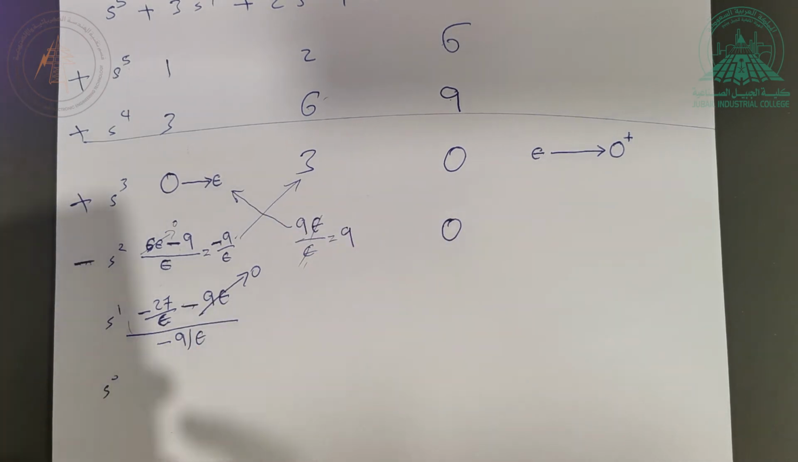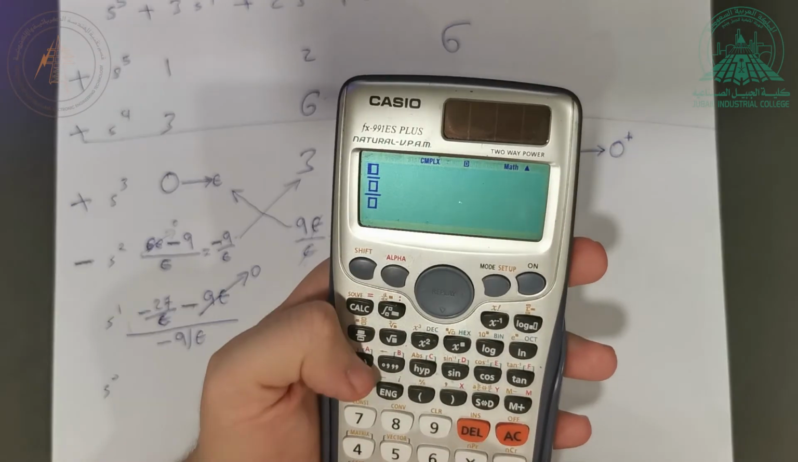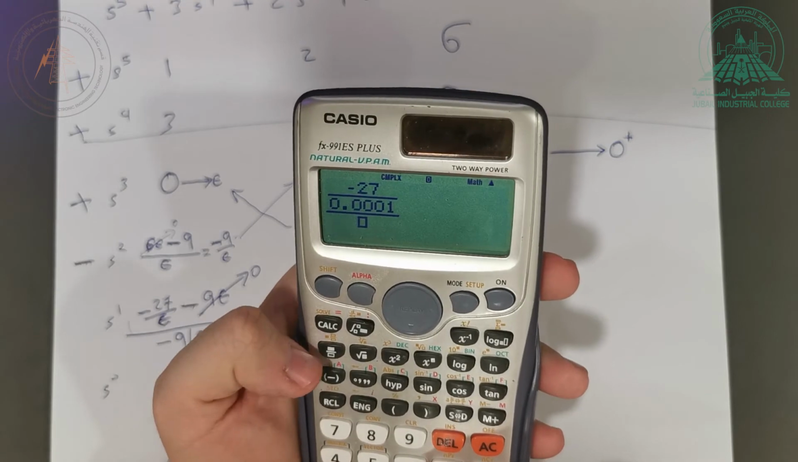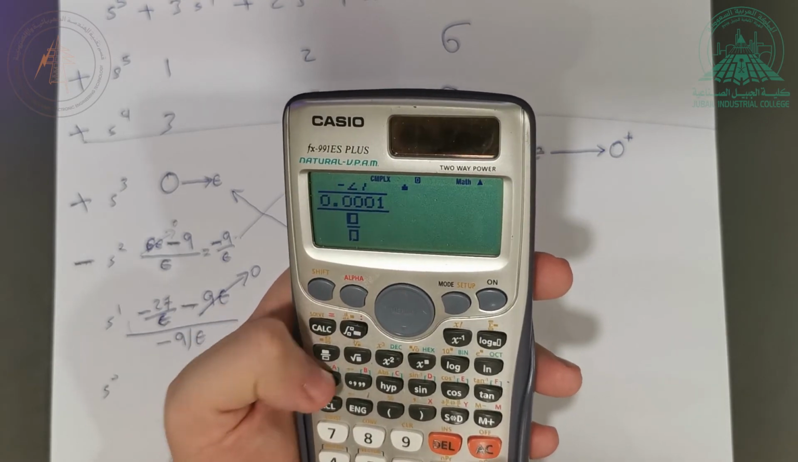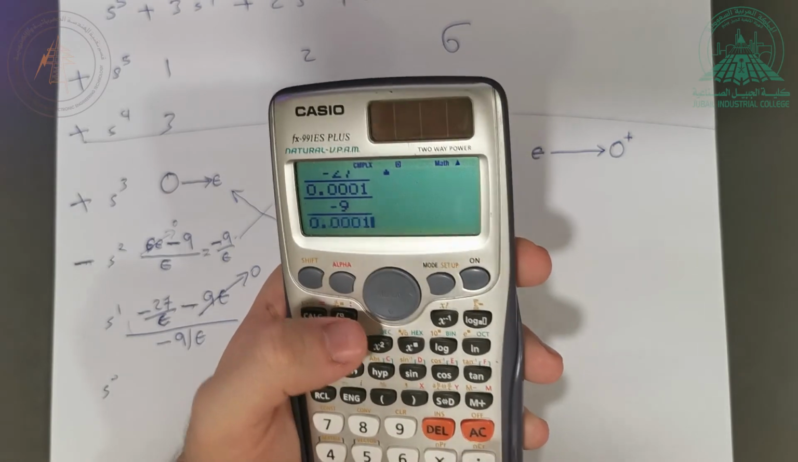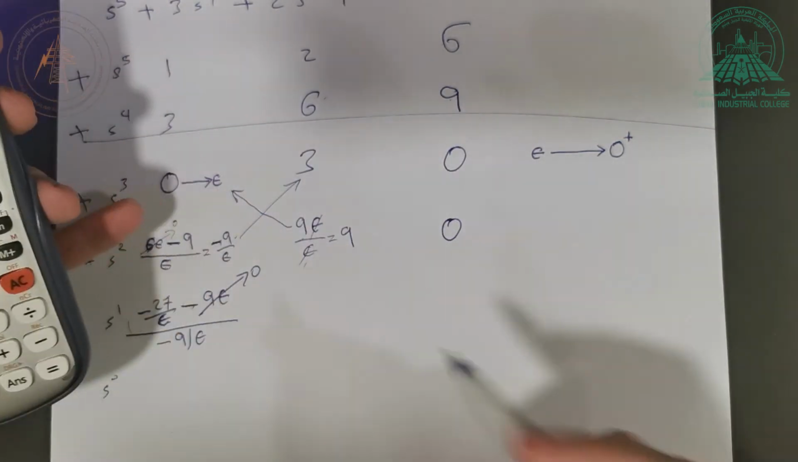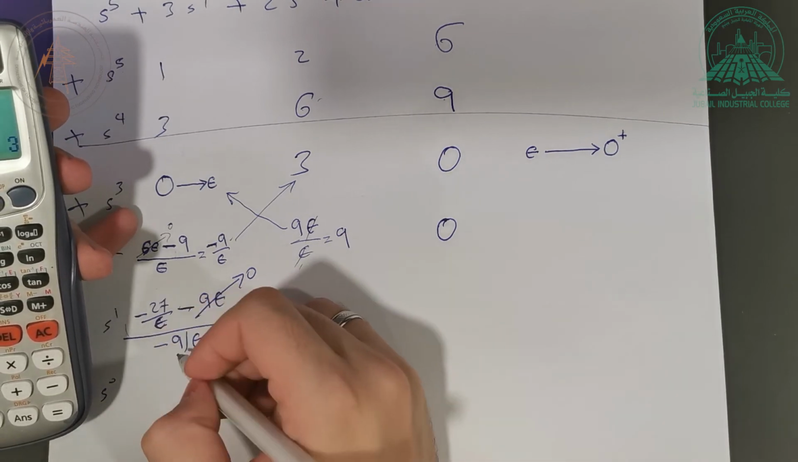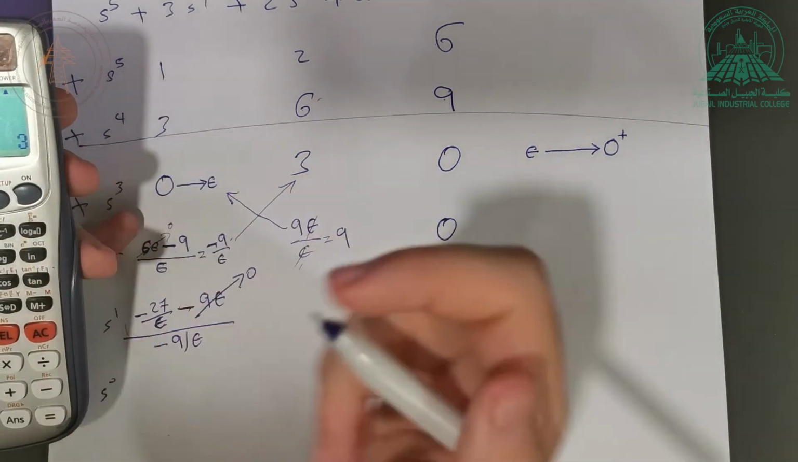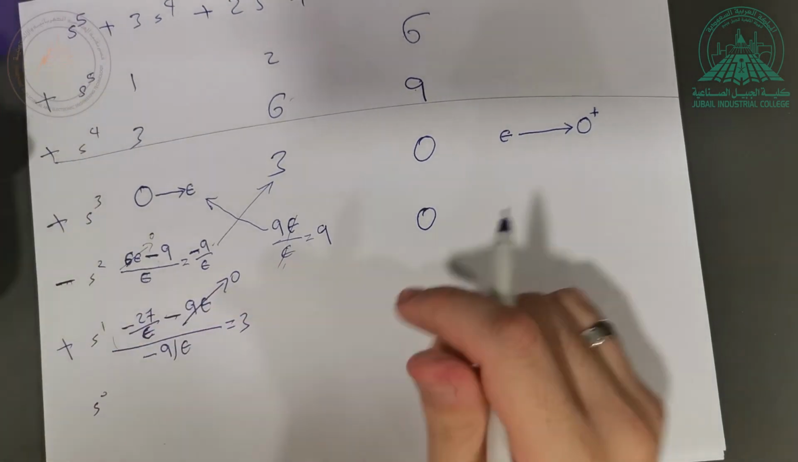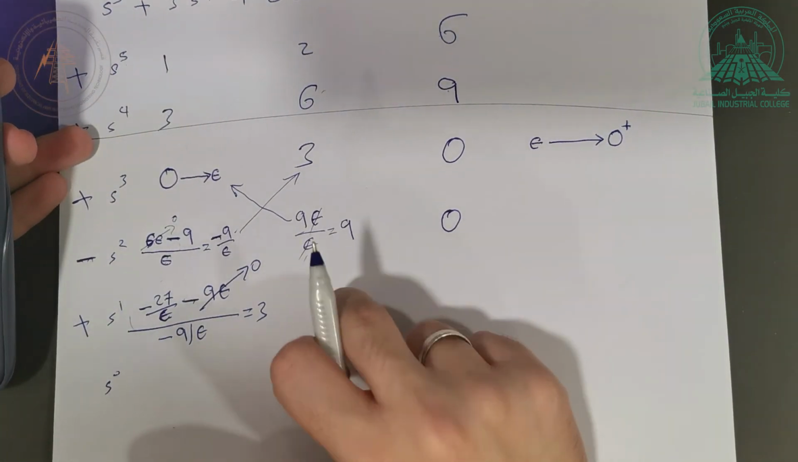You can actually do it on the calculator. So you can do it like that. Minus 27 over 0.0001 divided by minus 9 over epsilon 0.0001. You get 3. Minus cancels with minus. Epsilon cancels with the epsilon. 27 cancels with the 9. So you get 3. So this is actually a positive number.